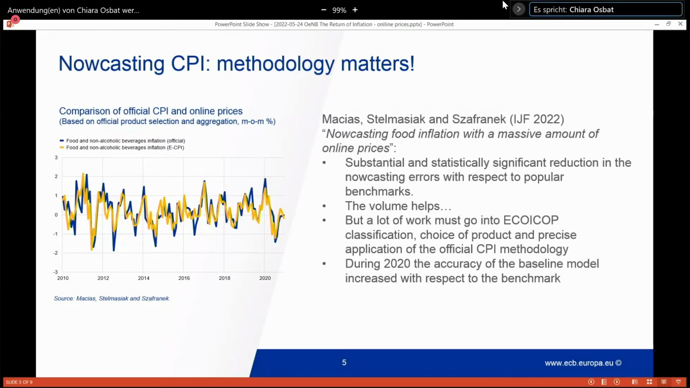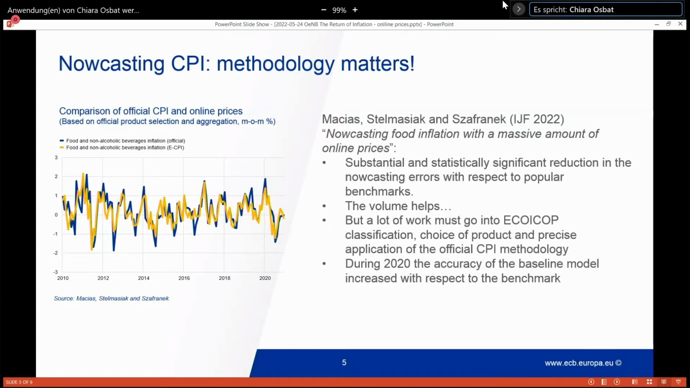They found that volume helps, but you cannot use volume in bulk, right? You have to do a lot of work to do the COICOP classification. You have to choose the products that you're going to put into the index, and you have to be very knowledgeable and very precise about the official CPI methodology and apply it to construct the indices in order to do this well at nowcasting.